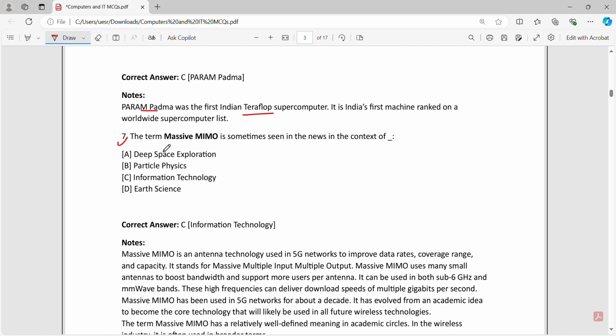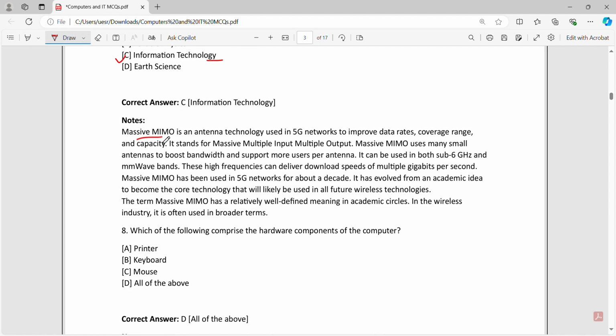Seventh, the term massive MIMO is sometimes seen in the news in the context of information technology. Massive MIMO is an antenna technology used in 5G networks to improve data rates, coverage, range and capacity. It stands for massive multiple-input, multiple-output. Massive MIMO uses many small antennas to boost bandwidth and support more users per antenna. It can be used in both sub-6 GHz and mmWave bands. These high frequencies can deliver download speeds of multiple gigabits per second.